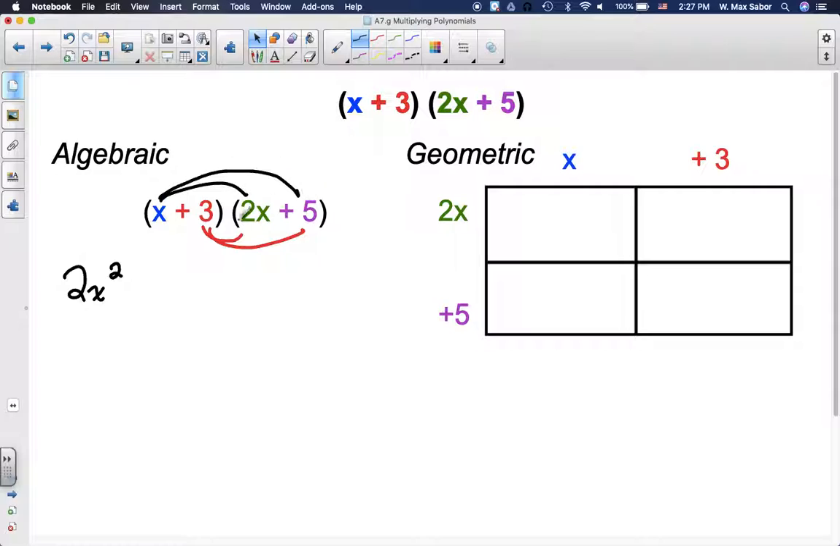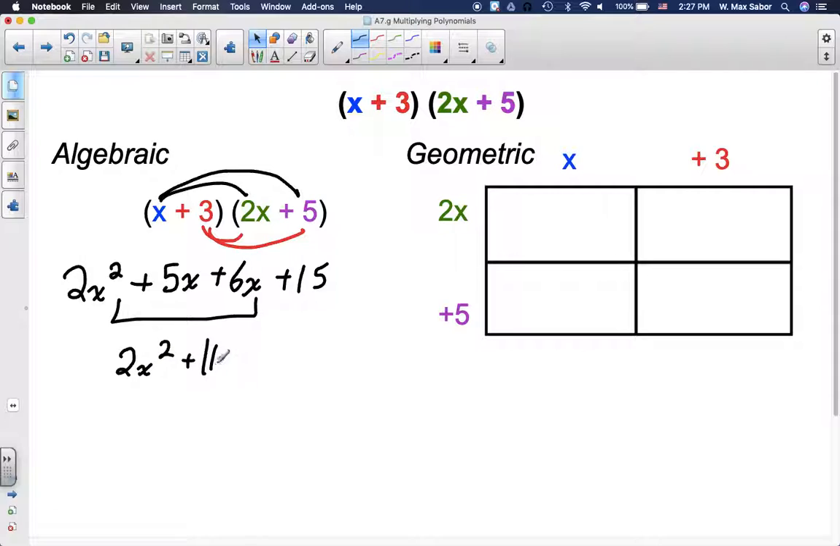Then we're doing x times 5, which gives us 5x. Next, we're doing 3 times 2x, giving 6x. And lastly, 3 times 5, giving 15. The like terms are 5x and 6x, so that gives us 2x squared plus 11x plus 15.